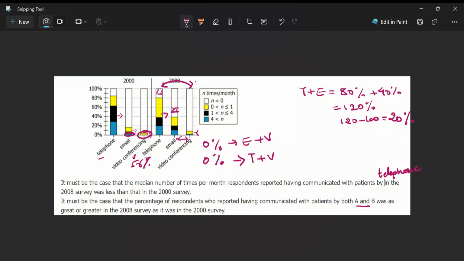Now let's look at telephone and email in the 2000 survey. As we said, we'll be looking at the maximum overlap, and the maximum overlap will be when the entire email is a part of telephone too. The email is around 18%. So telephone plus email, the max in 2000, will be around 18%. So here 20% is greater than 18%, and our answer is telephone and email.